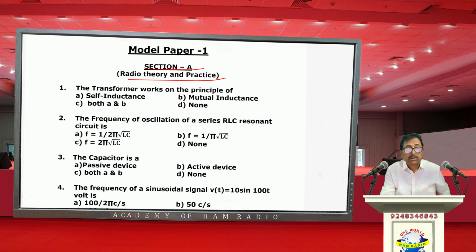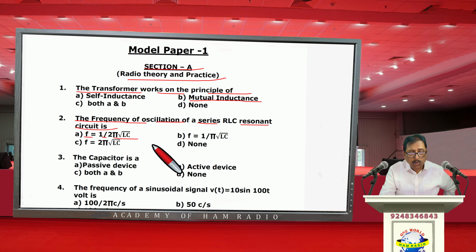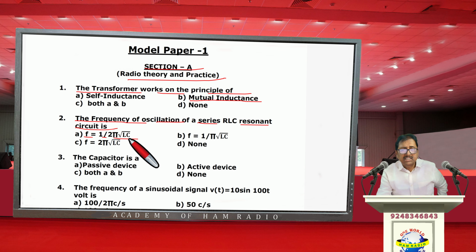Now, the transformer works on the principle of mutual inductance. So the answer is mutual inductance. Second one, the frequency of oscillation of a series RLC resonant circuit is f is equal to 1 by 2 pi root LC, where L is the inductance in henries, C is the capacitance in farads. Next, third question: the capacitor is a passive device.